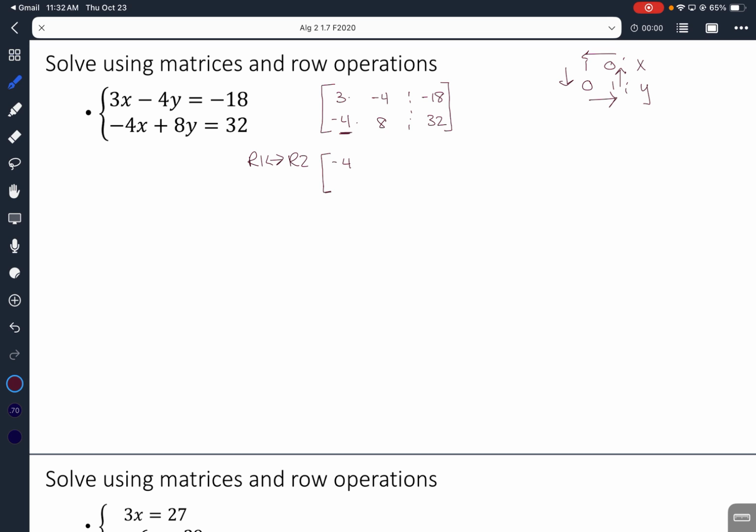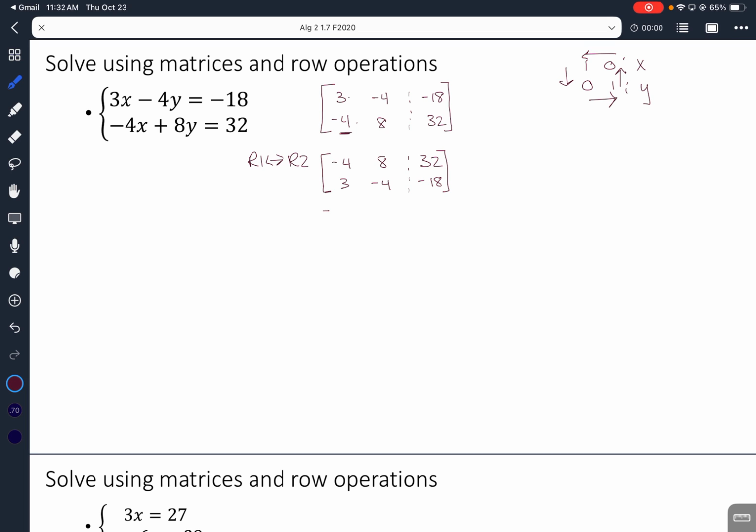So negative 4, 8, 32, 3, negative 4, negative 18. And I'm also going to warn you guys, if I write down garbage, am I going to get garbage? Yes. What I mean is if I forget a negative, am I ever going to get the right answer? No. Okay, wait. So if you just want to switch the rows, you just have to write R1 switched with R2. Yep.